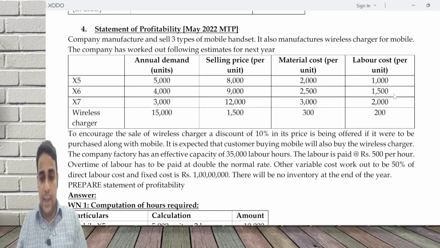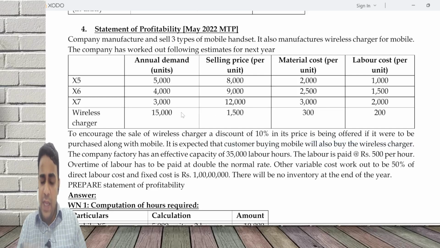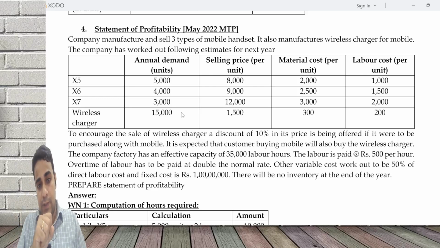Wireless charger is slightly important. What it says is, encourage the sale of wireless charger. I give a discount of 10% if you buy the charger with the mobile. And it is said that whoever is buying mobile will also buy the charger. So of the 15,000 units you are selling, 12,000 units will be sold along with the mobile. That is 5 plus 4 plus 3. On that you have to give 10% discount.